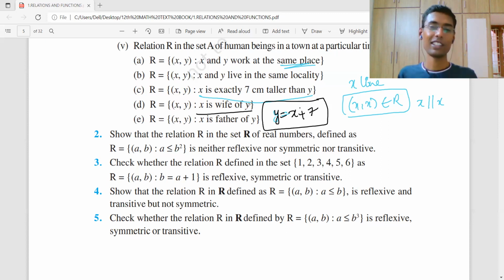That's not possible, so it's not reflexive. It can't be symmetric also, because y can't be the wife of x; y will only be the husband of x. And it's not transitive also. Same thing.